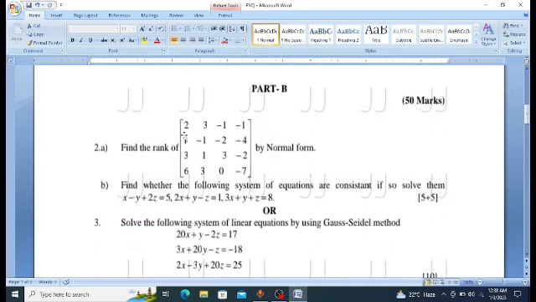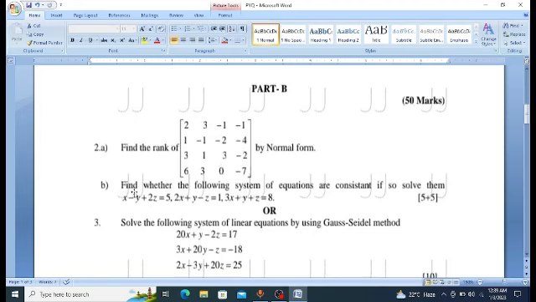Then next again we have: find the rank of this matrix by normal form. Here also we have 4 rows and 4 columns, which is a 4 by 4 matrix. Then the diagonal elements are 2, minus 1, 3, minus 7, and make the elements below as 0 and the upper elements as 0 using row and column operations respectively. Then it will be reduced to the identity matrix. From that, find the rank.